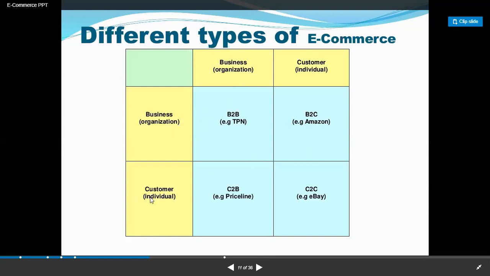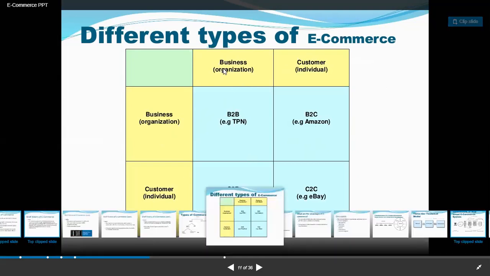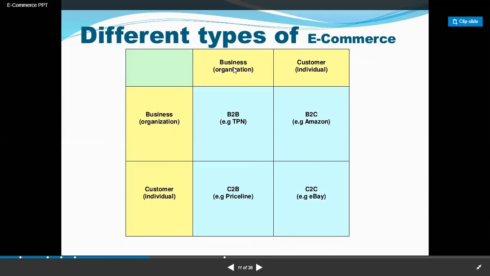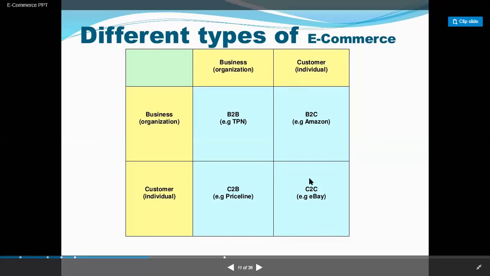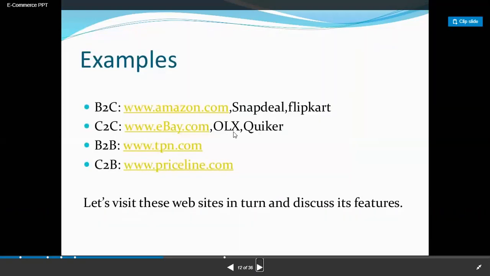Then individual to business: one person purchasing for their organization, that is C2B. Then C2C, OLX. That is consumer to consumer: a normal person who is not in business wants to sell something and sells it to another consumer. So there is a grid of different types of e-commerce. We have gone through this. These are certain examples of B2C, that is Amazon, and C2C.